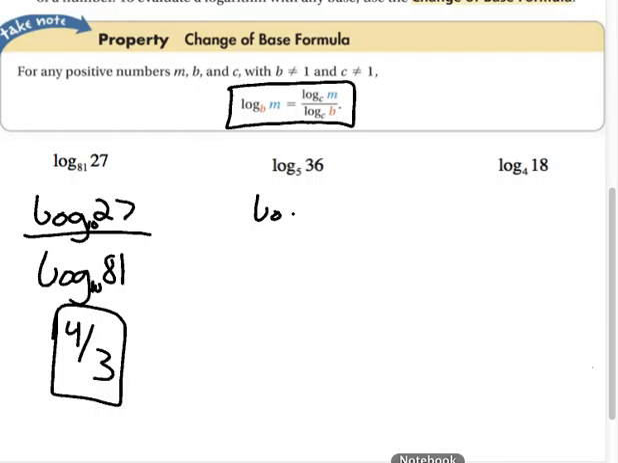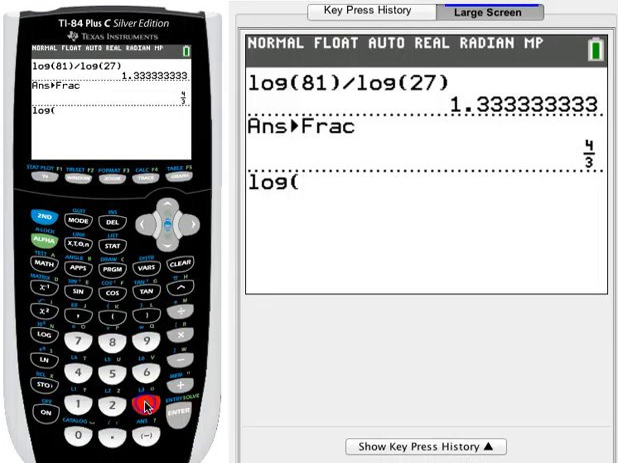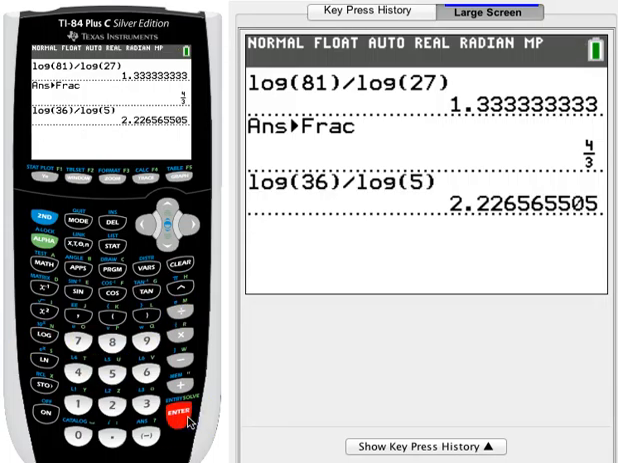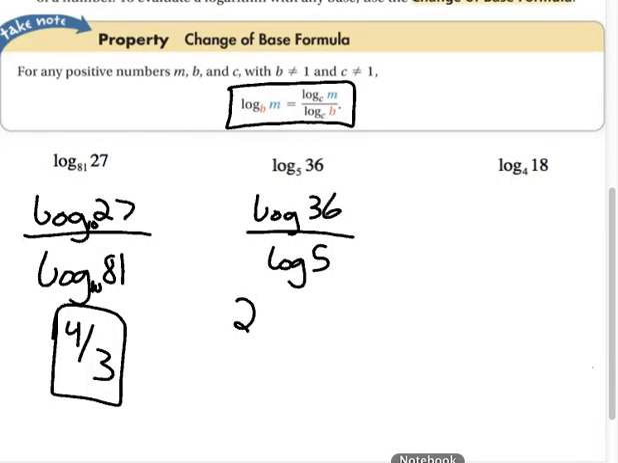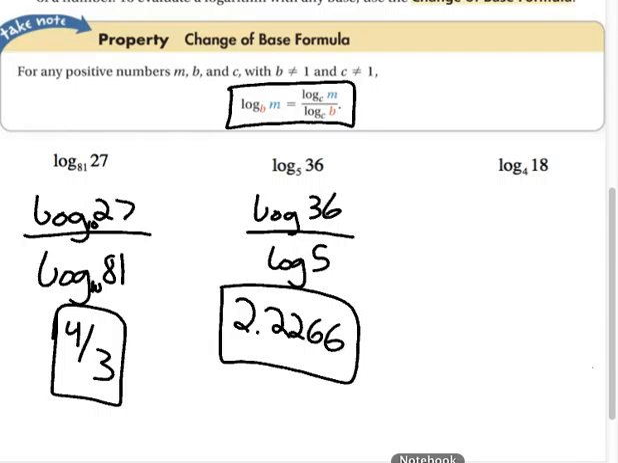Okay, so here, log 36 divided by log 5. Now most of the time this is going to happen. Most of the time you're going to get some nasty number. And at the college level, which is what we're going to adopt, what their expectation is 4 decimal places. Okay? That's kind of the general rule of thumb for logs, 4 decimals. So this would be 2.2266. That would be my answer.